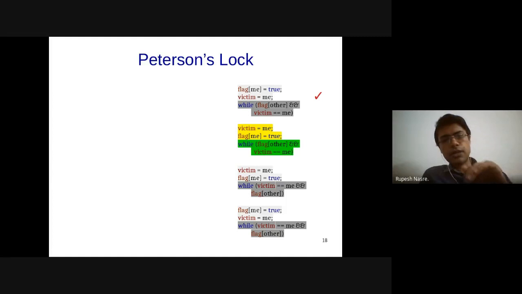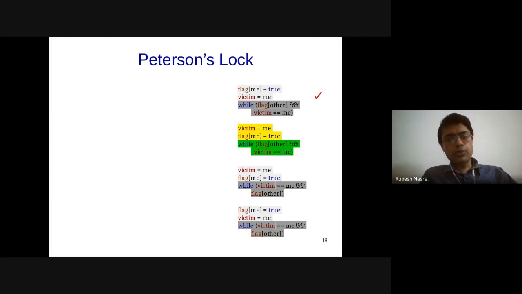So this particular version means that I'm setting victim to myself first. Each thread is setting it to itself, and then flag, that is, I'm interested in entering the critical section, is set later. So as far as the conditions are concerned, both these effects have been done by the time a thread evaluates this condition. So one might feel that the effect is not really causing any issue, but it does.